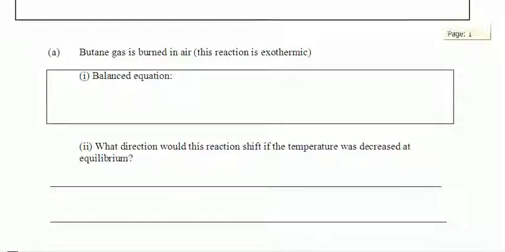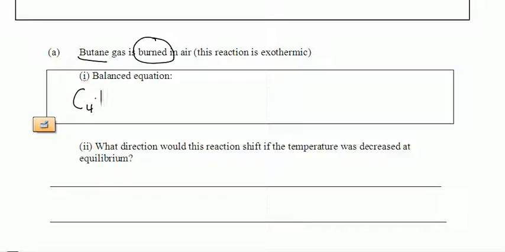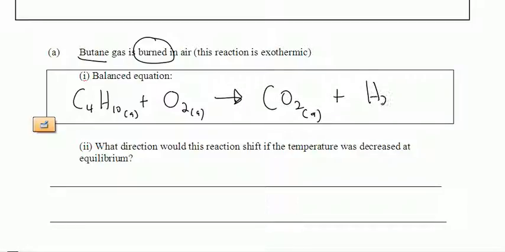There will always be 3 on free response number 4. This first one: butane gas is burned in air. I do not see any ions, so I'm going to go to my cheat sheet. Butane is C4H10. If anything with carbons is burned in air, we are going to do a combustion reaction, CO2 gas plus H2O gas.